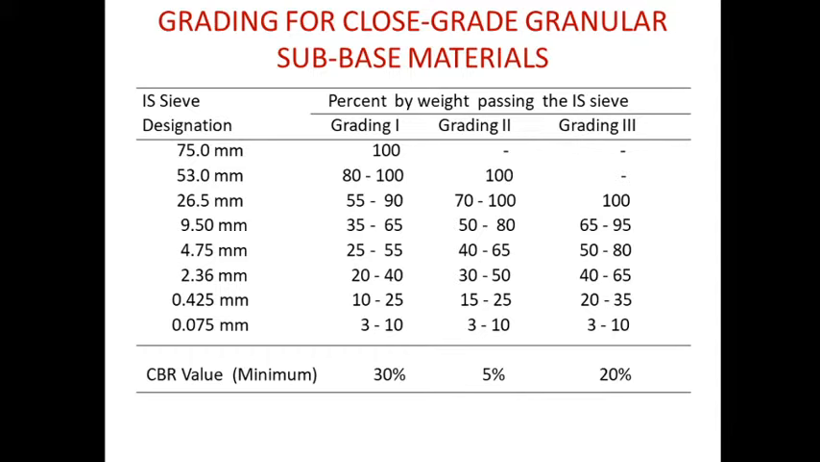Then the granular subbase used for subbase should have a CBR value of 30%. You know what is CBR? CBR is California bearing ratio.